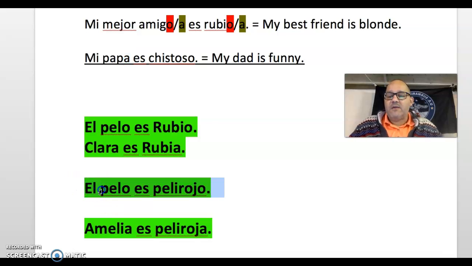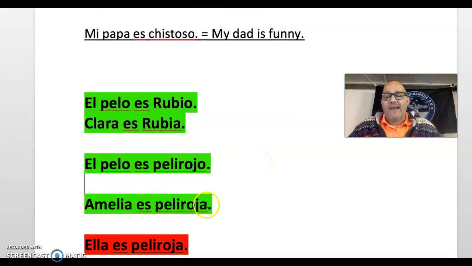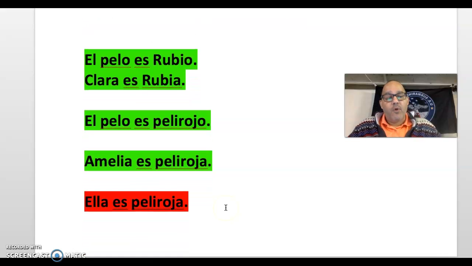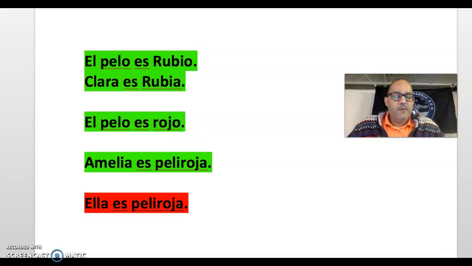"El pelo es pelirrojo." Well, this person has red hair. But when we're going to describe her, "Amelia es pelirroja." Or if we use what we call a pronoun, which we're going to be learning pretty soon, "ella es pelirroja." She's a redhead. Amelia is a redhead. Her hair is red. Okay? So again, "el pelo es pelirrojo," or you could say "el pelo es rojo también" if you like. It's acceptable. Keep that in mind.